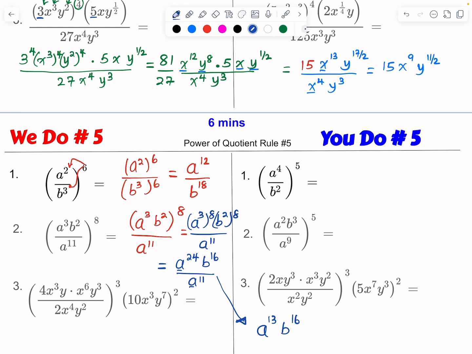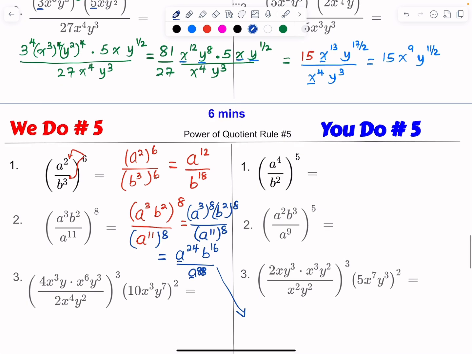Oh, I forgot something. I forgot to put the power right here, so that will be wrong. That will be incorrect. So what is 11 times 8? That should give me 88. Thank God I saw that. And then let's erase this real quick and let's simplify it again. So if I simplify that again, what is 88?